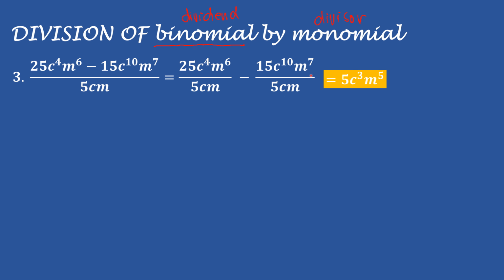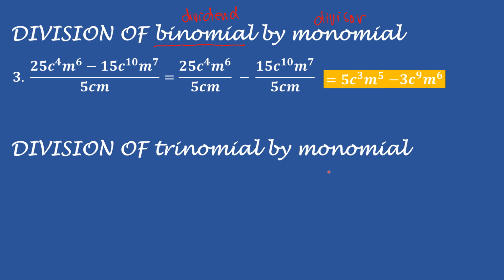And then our second term, 15 by 5 is 3, and since there is a negative in there, it's minus 3c to the power of 9 because there is a 1 there, and 7 minus 1 is 6. So what will happen if we are going to divide a trinomial by a monomial?